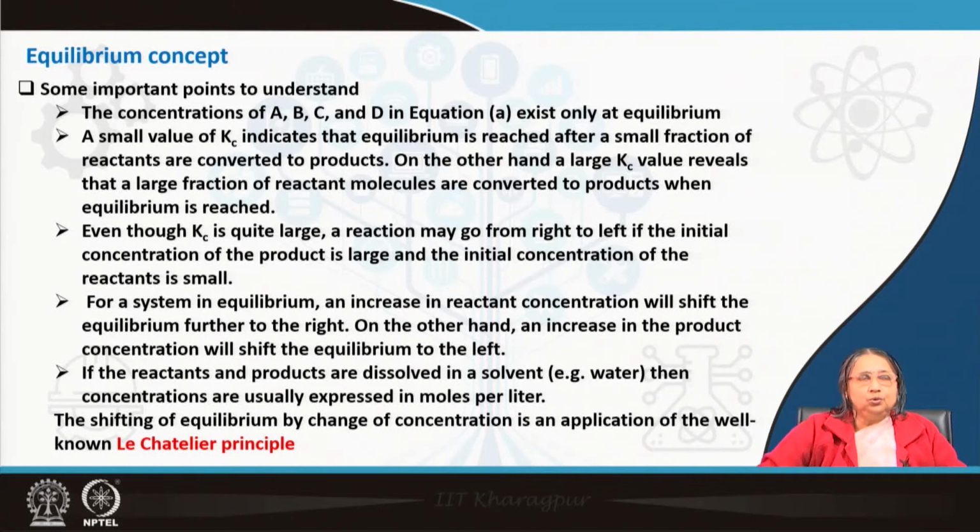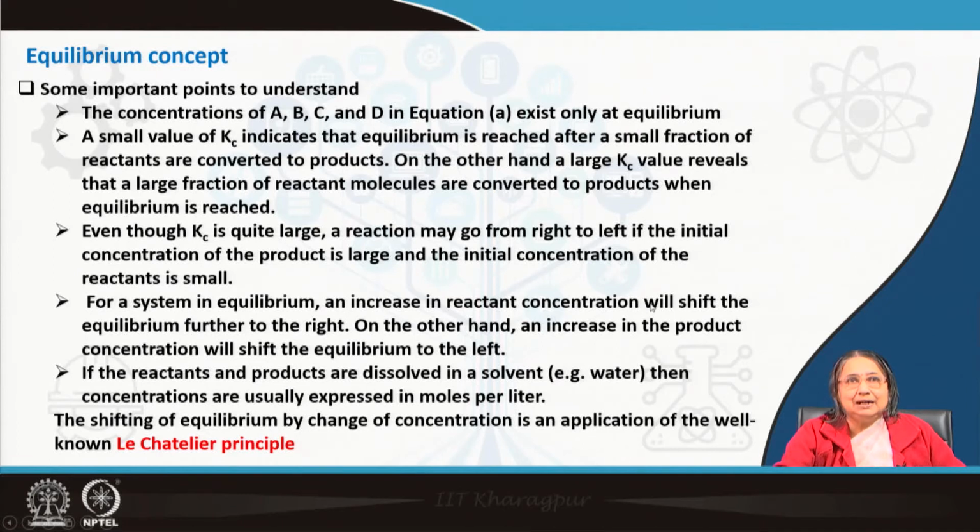That tells which side the equilibrium is shifted, whether it is going more towards the right hand side or more towards the left hand side. That you can understand from the value of Kc. For a system in equilibrium, an increase in reactant concentration, this is the law of mass action. When you increase the reactant concentration of a system in equilibrium, then what will happen?